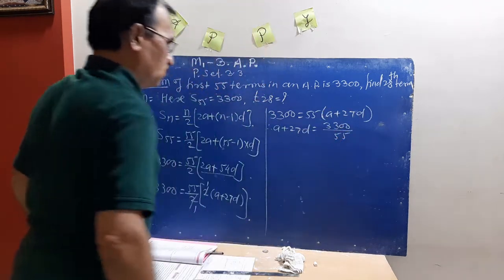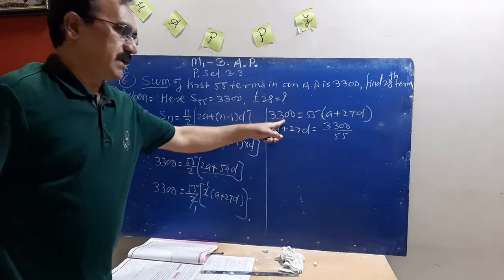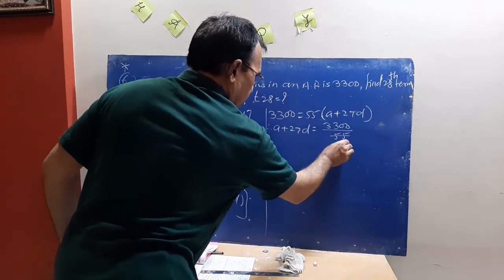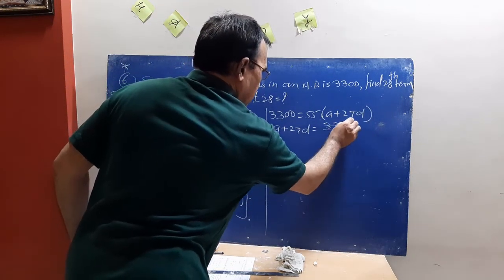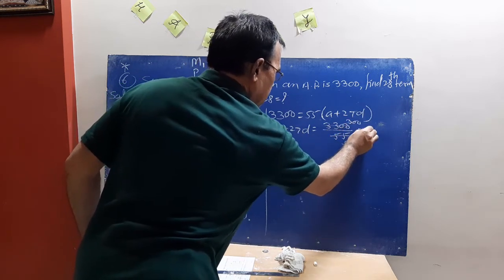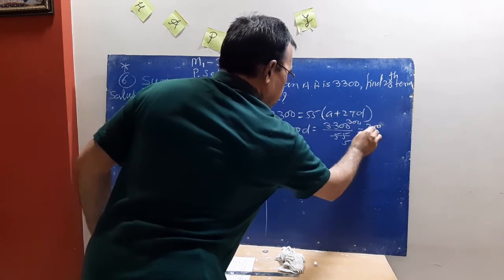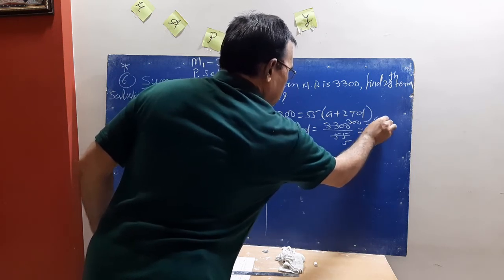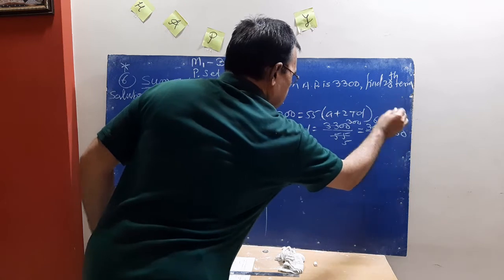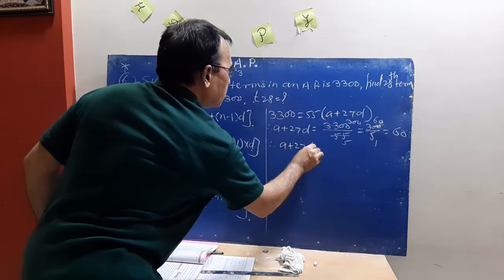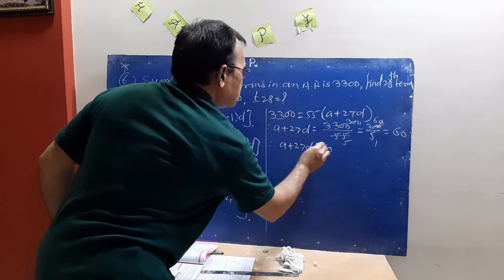by 55. Take this one on this side, it is divided. Simple calculation. 11 5s are 55, 11 3s are 33. 00 as it is, means 300 divided by 5. 5 6s are 30, means 60. That means a plus 27d is equal to 60.